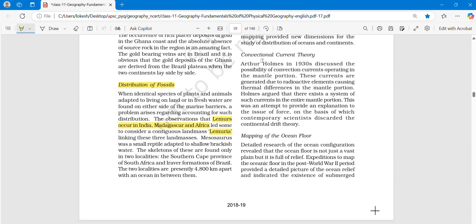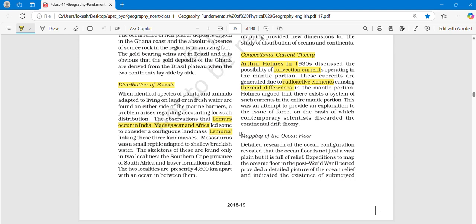Convectional current theory. Arthur Holmes in the 1930s discussed the possibility of convection currents operating in the mantle. These currents are generated due to radioactive elements causing thermal differences in the mantle. Holmes argued that there exists a system of such currents in the entire mantle. This was an attempt to explain the force on the basis of which continents moved. The cause: convection currents, radioactive elements, thermal differences.